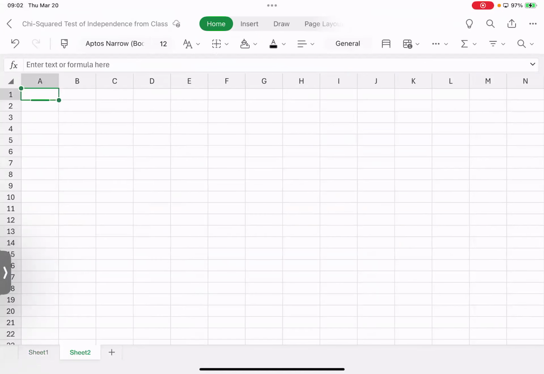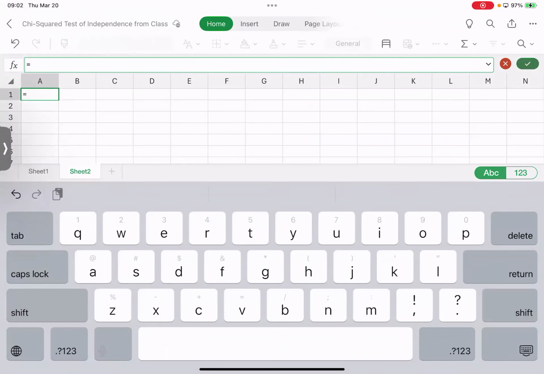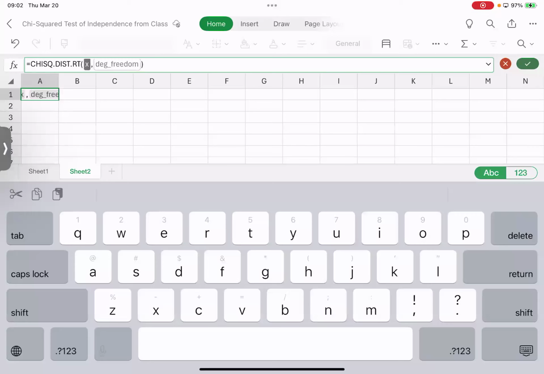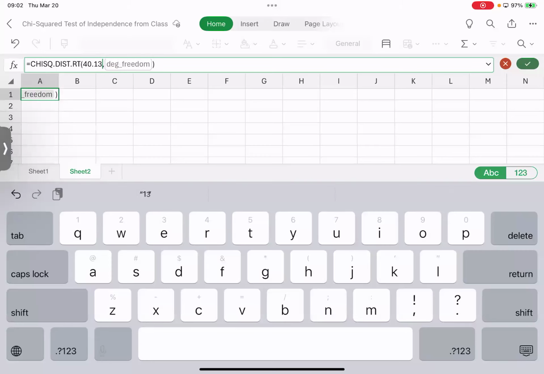Conveniently, I was doing chi-squared tests of independence in a different class yesterday. So let's see here. Equals chi-squared dot dist dot right tail. Chi-squared, we had 40.13, and it needs our degrees of freedom. Whoops, 2 degrees of freedom.